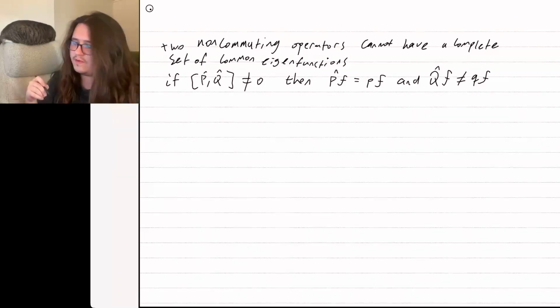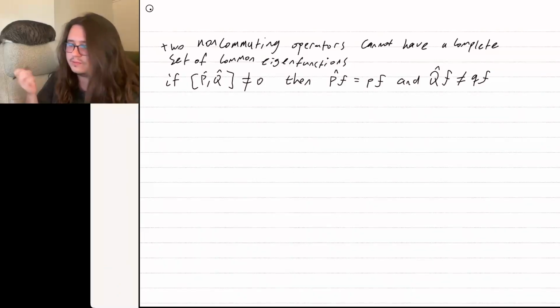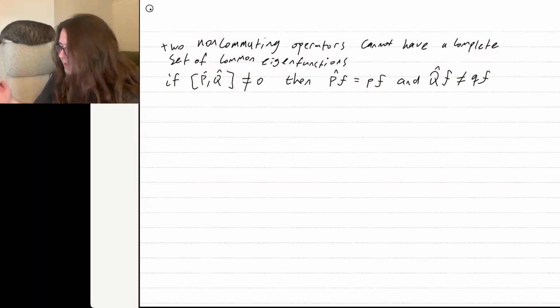It says if the commutator of P and Q is not equal to 0, which means they're non-commuting operators, then if F is an eigenfunction of P, then F cannot be an eigenfunction of Q. That's the math version of the statement.